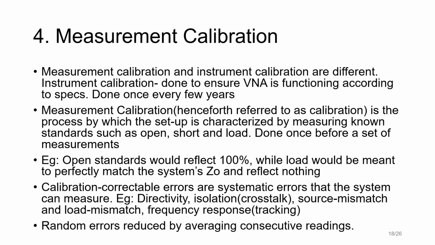So this was about the systematic errors, and we can remove these by calibration. However, if you want to reduce the random errors, one of the ways to do that is by averaging consecutive readings. And to avoid drift errors, the only thing one can do is to wait for the system to start and warm up before actually doing the calibration.